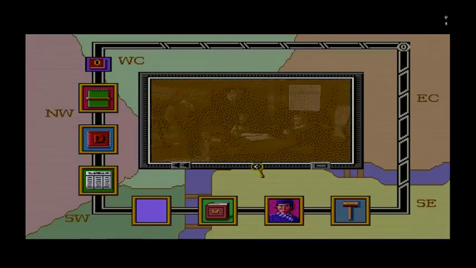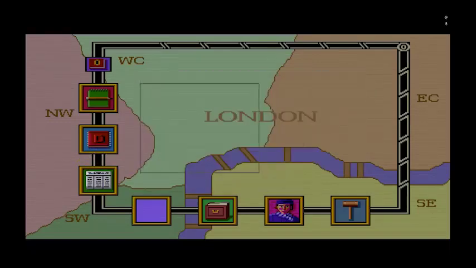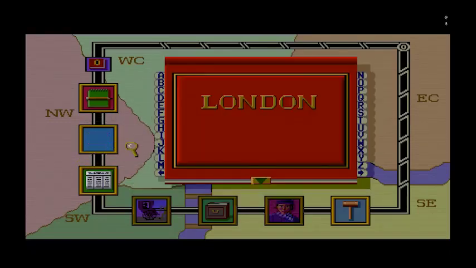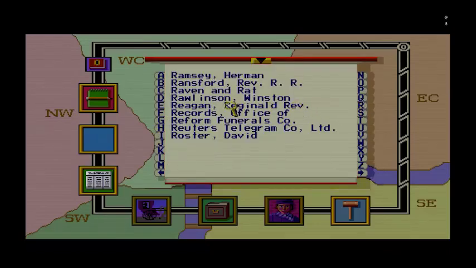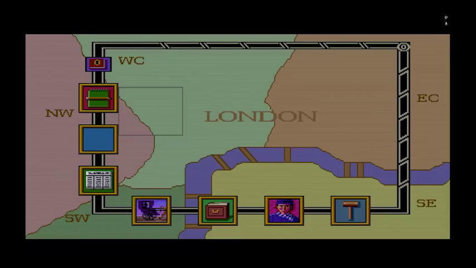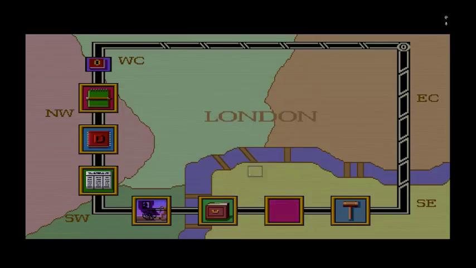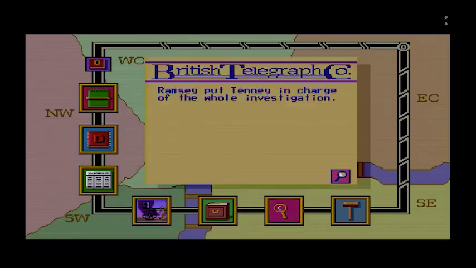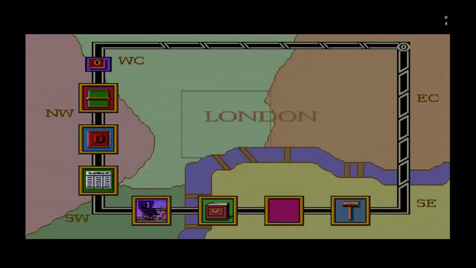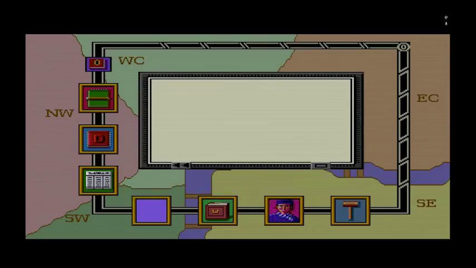Well, well, well. I think we have solved this case already. But other than that, Captain Herman Ramsey. Let's see. Ramsey, huh? Like the Pharaoh? Ramsey, Herman. What do you got? Captain of the Eastern Empress. Ramsey put Tenney in charge of the whole investigation. He did. Oh, yeah. Let's go and see what's going on with this.